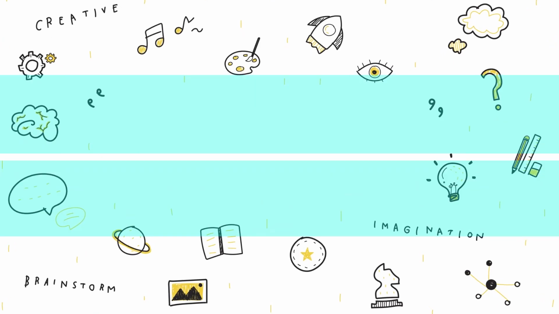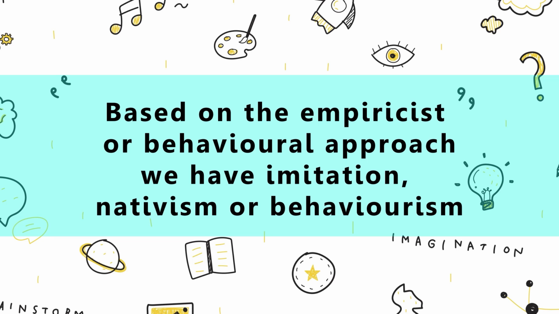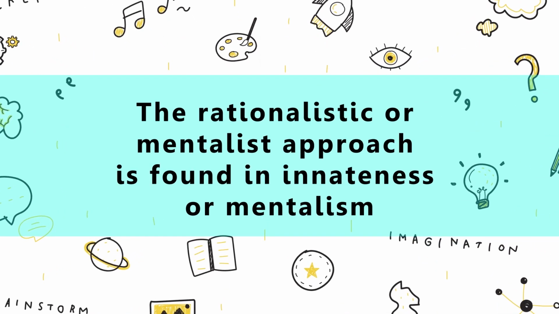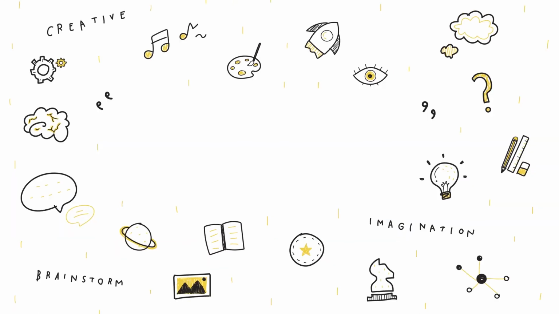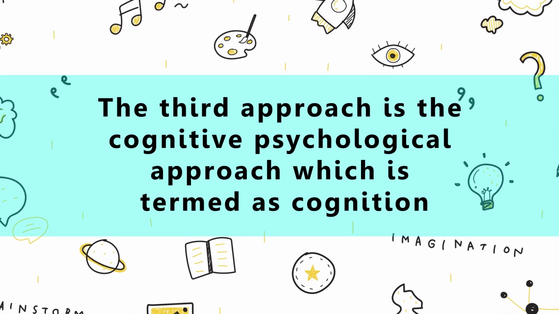Many theories and approaches have emerged over the period of years to study and analyze the process of language acquisition. The leading schools of thought which provide theoretical paradigms for language acquisition are, firstly, based on the empiricist or behavioral approach, we have imitation, nativism, or behaviorism. The rationalistic or mentalist approach is found in innateness or mentalism. The third approach is the cognitive psychological approach, which is termed as cognition. Therefore, these theories may be classified into three major approaches to language learning.